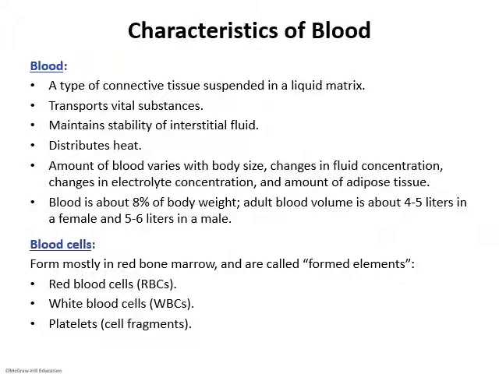As far as blood cells, these are going to form in the red bone marrow and are called formed elements. And they consist of red blood cells or RBCs, white blood cells or WBCs, and then platelets. Even though they're cell fragments, they are considered to be a type of cell. And the other term for platelets that we'll see in a little bit is thrombocytes.